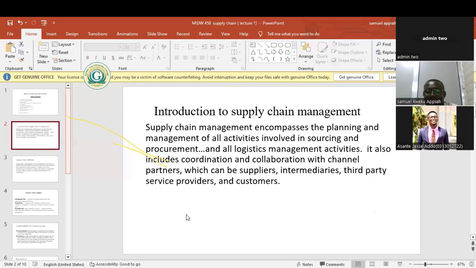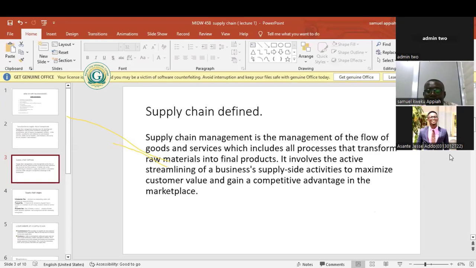So when you talk of supply chain management, we're talking about a lot of activities, a lot of events happening within the chain. Let us look at some definitions from some experts. Normally this definition is from the Americans; they have a lot of associations. Most of the definitions you get, because an individual cannot define, normally want the association to come together to define, give meaning to a particular thing. And so this one is coming from the American Association of Supply Chain Managers. The definition of supply chain management is the management of the flow of goods and services, which includes all processes that transform raw materials into final product.